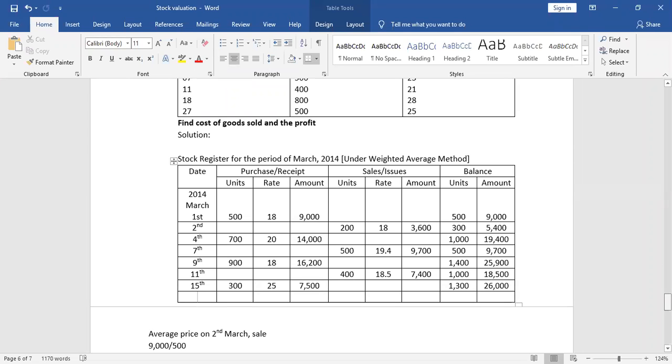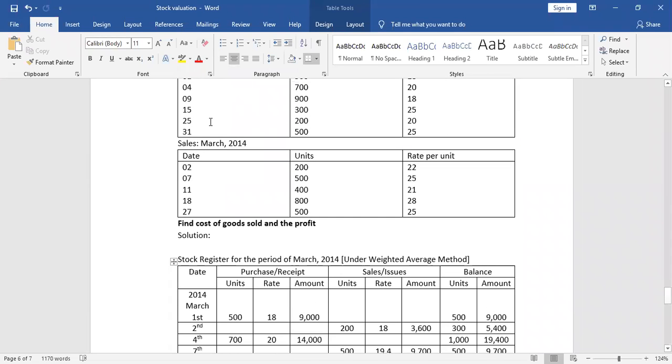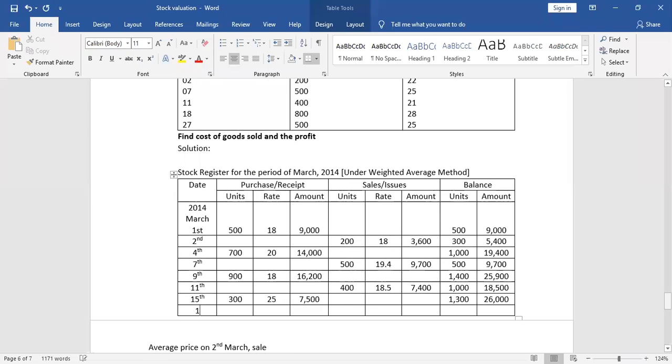Now after the 15th, the next purchase is on the 25th, but before the 25th we have the 18th of March, when there is a sale of 800 units. So we will go to the 18th and we have the sale of 800. So we will have to find the average price.